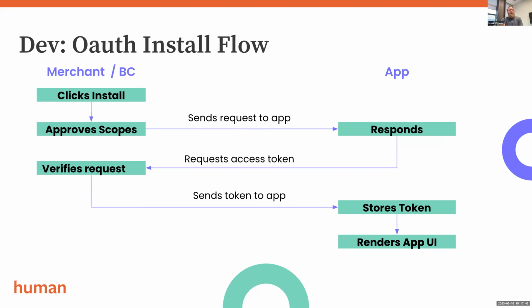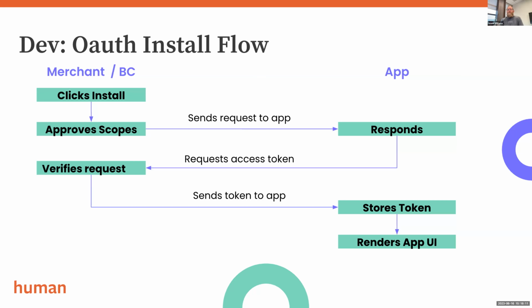Just to give you a quick idea of how that flow works, effectively the merchant clicks install on the app. They say, yes, you can have these permissions. Then the app receives that request, validates it, and sends it back saying, please give me an access token. BigCommerce then verifies that your request is valid for this particular merchant, and it sends you a token that's relevant to just a single store.